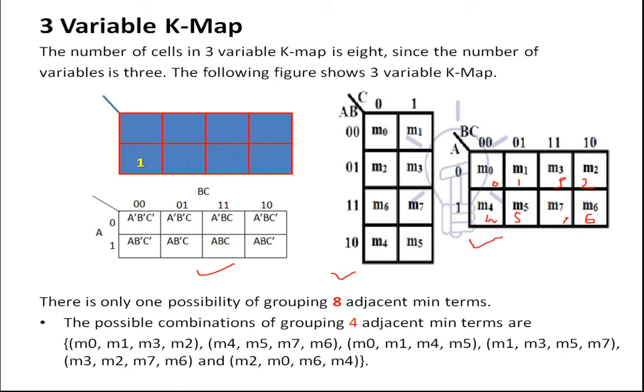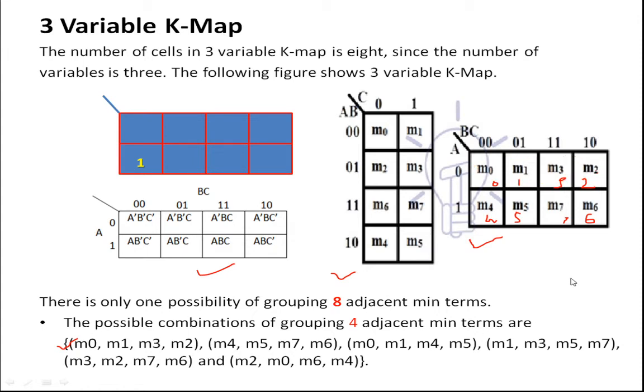So here you can see there is only one possibility of grouping 8 adjacent min terms. As there are 8 cells, grouping of adjacent min terms is going to be 8. The possible combinations of grouping 4 adjacent min terms: m0, m1, m3, and m2. This first one I'm talking about is one possibility. Hope you understood it.